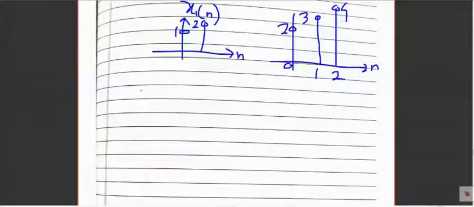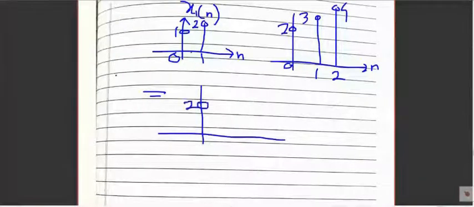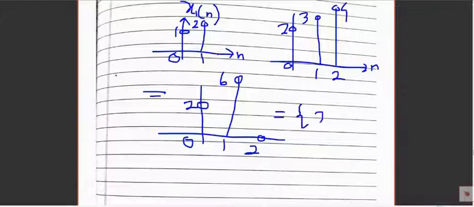We have to do the multiplication x1n into x2n. At 0 position, what is the amplitude? 1. At 0 position, x2n amplitude is 2. So 1 into 2, 2. At first position, the amplitude is 2 and 3. So 2 into 3, 6. At second position, the amplitude is 0 and 4. So 0 into 4, 0. So the multiplication results in 2, 6, 0. This is how we can do the multiplication operation.